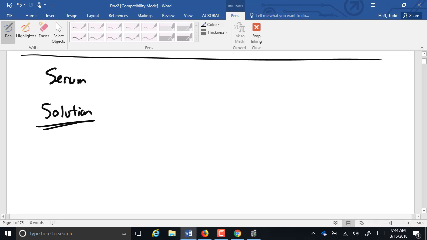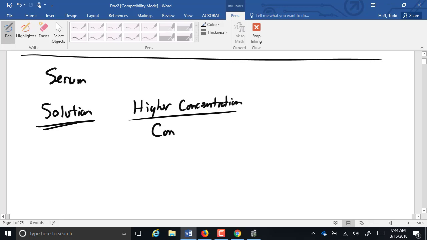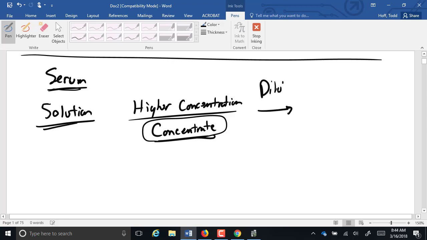So what we're dealing with is a higher concentration, a higher percent, and we're going to call that our concentrate. So instead of a serum, which is a pure substance like blood or urine or a pure medication, we're dealing with a concentrate, which is basically a medication that's already been diluted down once. And we are going to dilute it to a lower concentration.